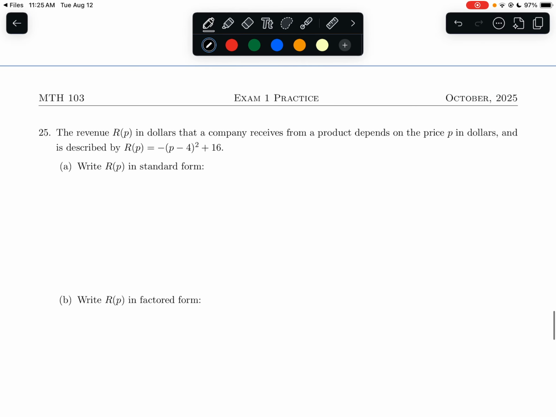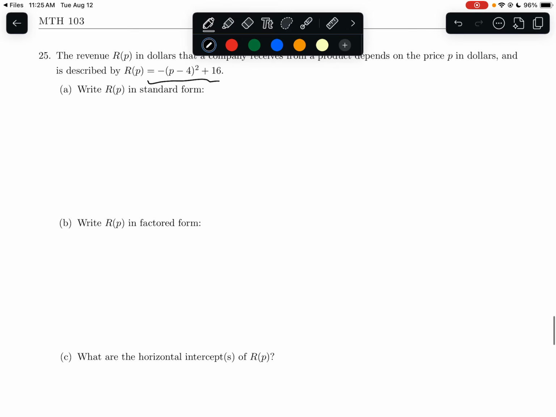Okay. Next up, revenue is given by this function. It's quadratic, depending on the price of the item per dollar. So it's the amount of money the company takes in if they sell their product at a certain dollar value. What is the function in standard form? These parts are in this order for a reason. Each part should help you with the subsequent one. They're structured in this way.